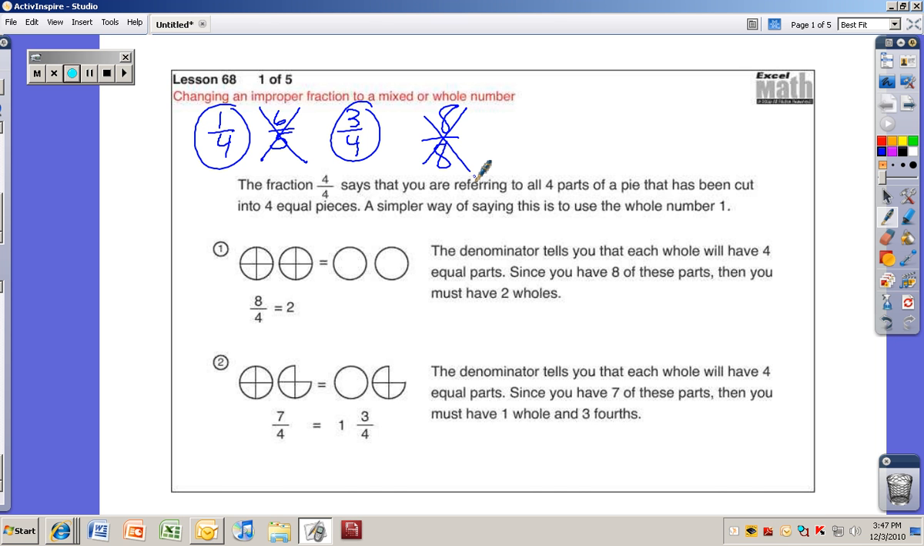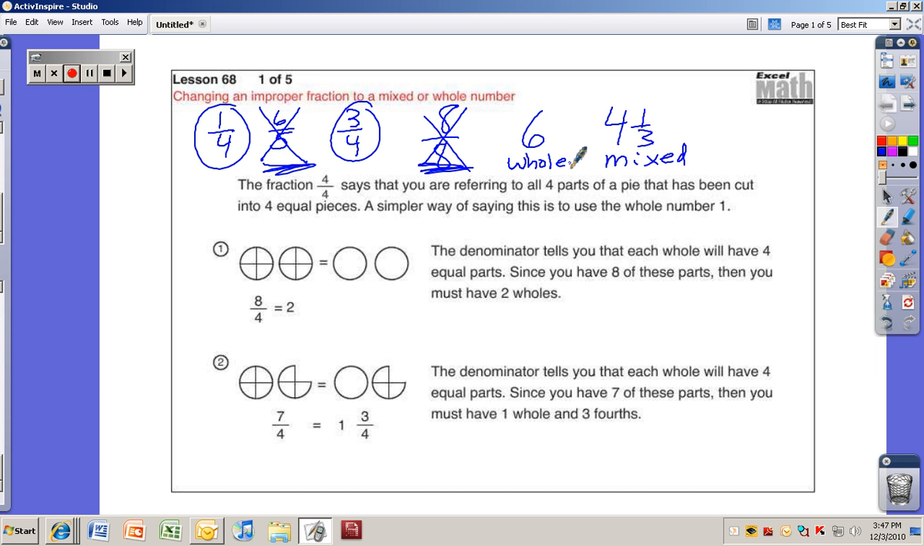So we're going to change these types of fractions into whole numbers, like 6, or mixed numbers. Mixed numbers are like 4 1/3. Hey, they like that joke. Okay, so 4 1/3 is a mixed number, and this 6 is an example of a whole number. Let's go ahead and start reading the lesson.